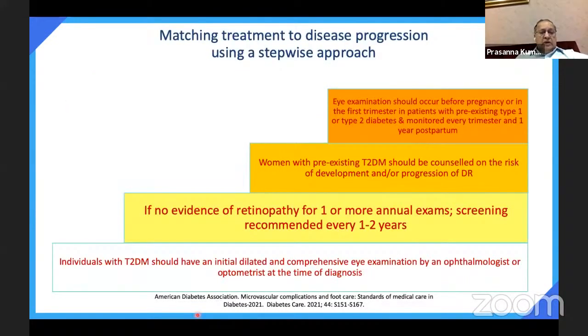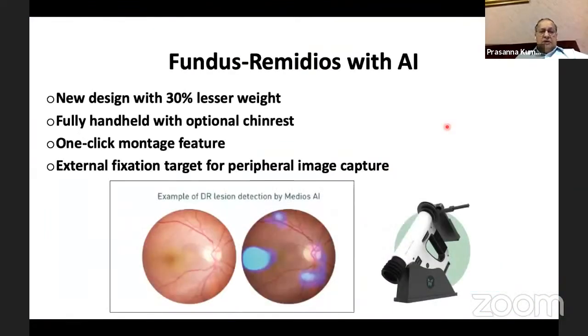Individuals with type 2 diabetes should have an initial dilated comprehensive eye checkup. Refer to an ophthalmologist; even in a small place, there is an ophthalmologist. If there is no evidence of retinopathy on one or more annual exams, screening is recommended every 1 to 2 years, not 6 months. Women with pre-existing diabetes should be counseled on the risk of developing retinopathy during pregnancy. Eye examination should occur before pregnancy or in the first trimester, because during pregnancy the retinopathy may worsen.